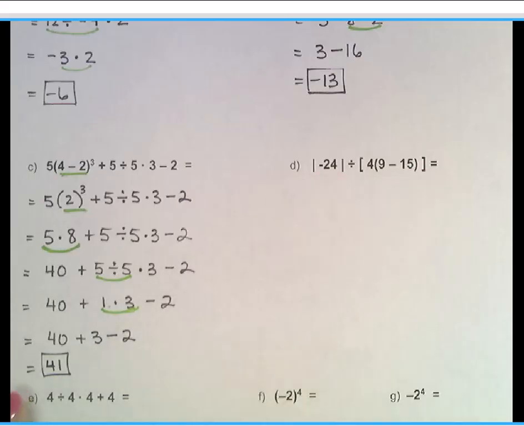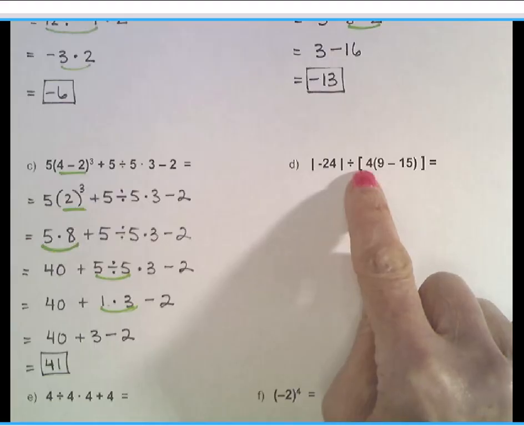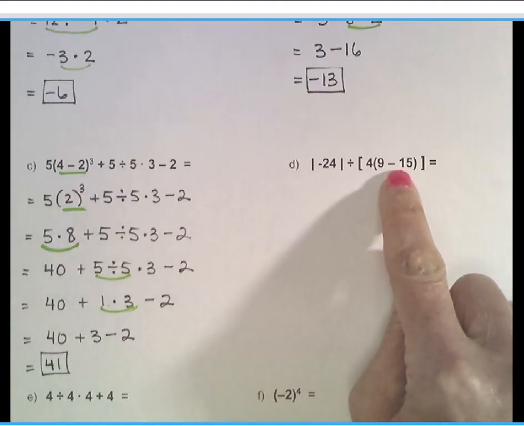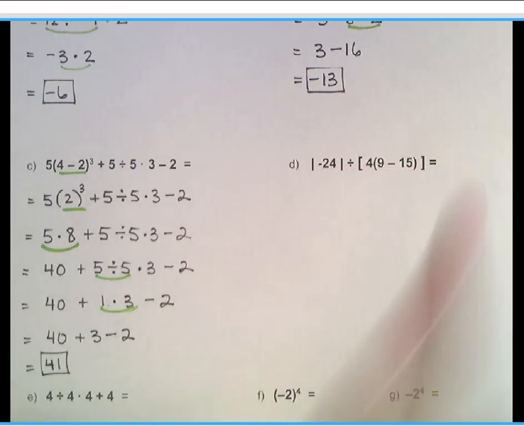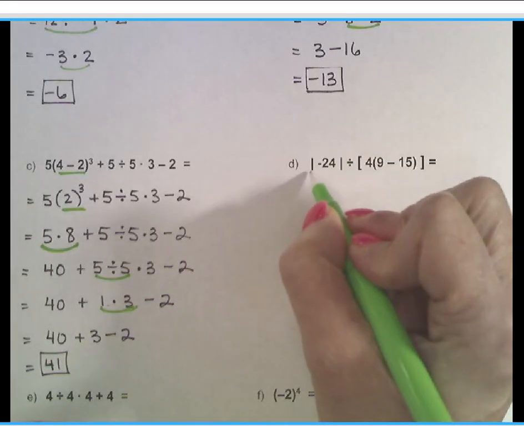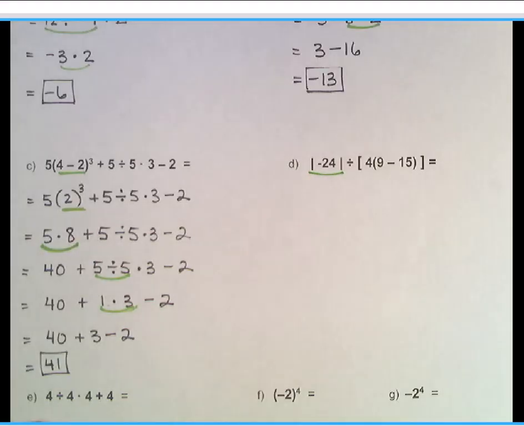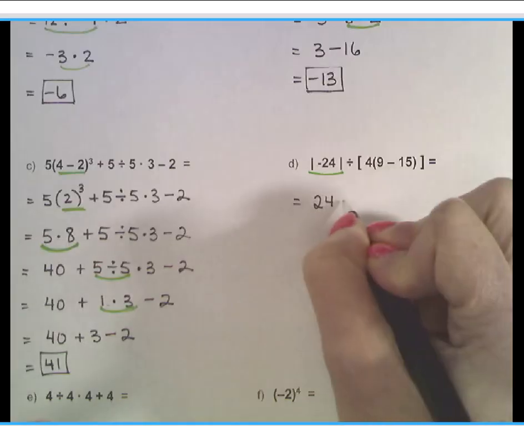Okay, now the next one, we got all kinds of stuff going on. We got absolute value bars, we got square brackets, we've got round parentheses. Okay, absolute value bars, brackets, parentheses, they all fall under the category of parentheses. So we're going to handle those first. And I'm just going to kind of do them from left to right, I think. So I can deal with this absolute value because it's kind of like a parenthesis. And the absolute value of negative 24 is 24.